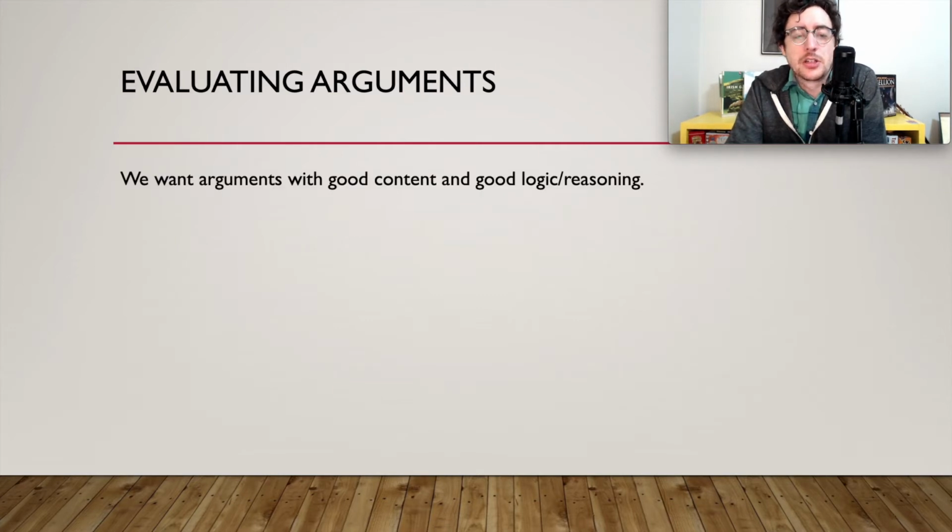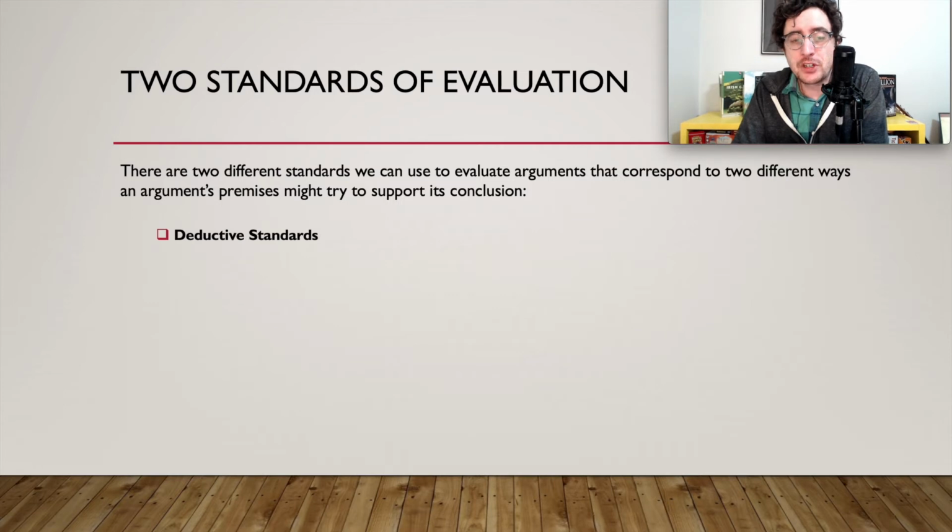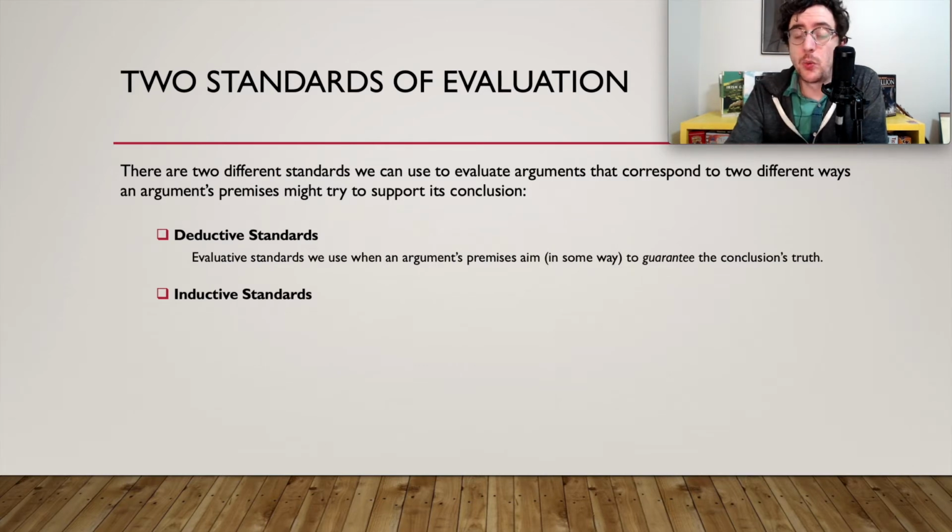All right, so we want arguments that are good in both ways. We want arguments that have good information, but we also want the logic or reasoning to be good as well. When we look at the logic, there are two standards that we might use to try to evaluate arguments and whether they support their conclusions. First are deductive standards. Second, there are inductive standards. Deductive standards are the ones we use when an argument's premises aim in some way to guarantee the conclusion's truth.